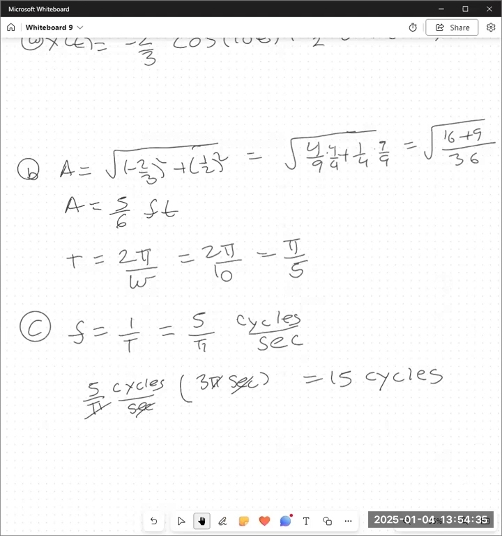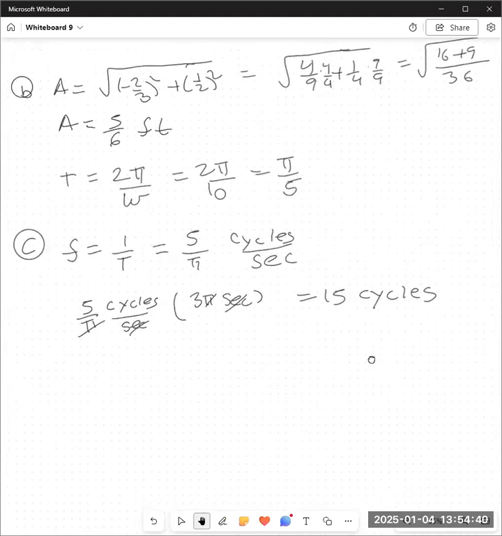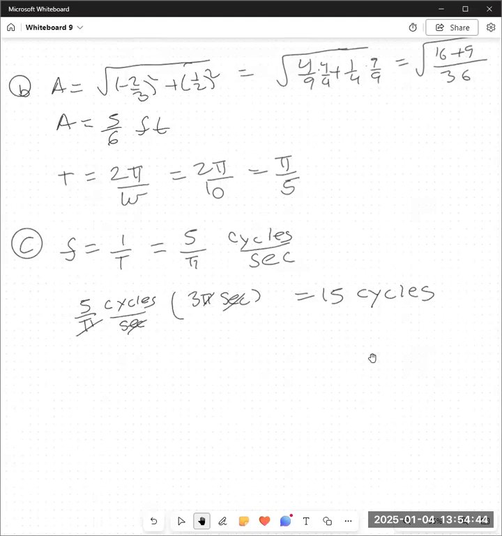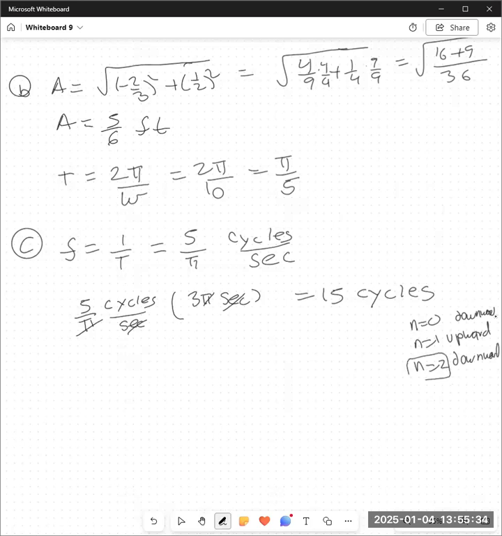At what time does the mass pass through the equilibrium position, heading downward for the second time? Okay, so this one's a little kind of crazy, but let's take a look at the problem. The problem says that we start off above equilibrium and we start off downward. So our first time that we get a zero is going to be passing through the equilibrium, going downward. So n equals 0 is going to be downward. And then we're going to be coming back upward. N equals 1 is going to be upward. And then n equals 2 is going to be downward again for the second time. So I'm going to want n equals 2 here for part D.